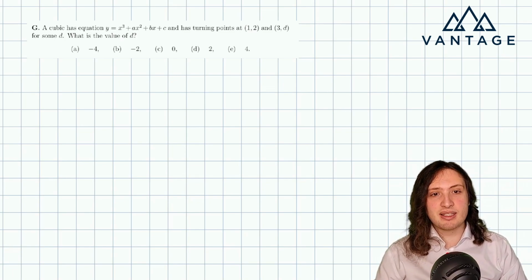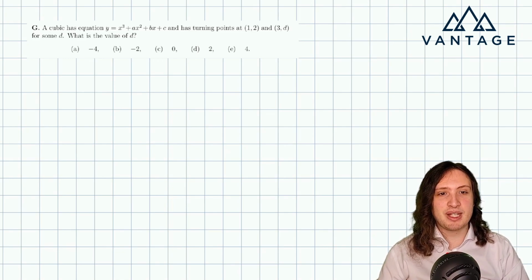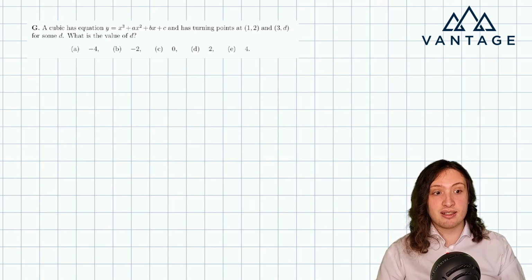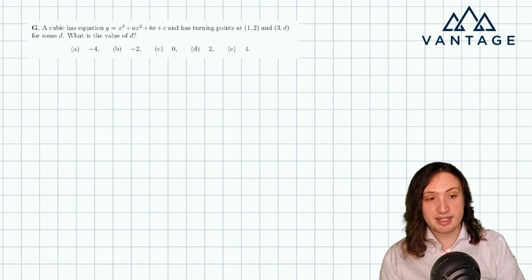In this question, we're considering a cubic with the equation y equals x cubed plus ax squared plus bx plus c, so we really don't know anything much about the coefficients except for the x cubed coefficient. But we are told that we have turning points at 1, 2, and 3, d for some d, and it's d, the y-coordinate of the turning point at x equals 3, that we need to find.